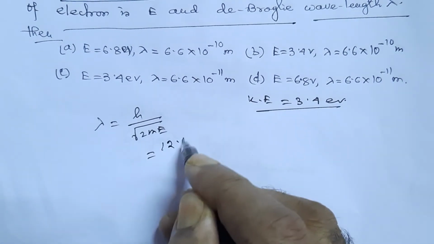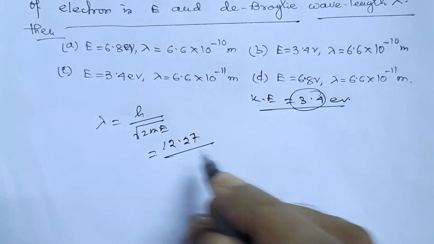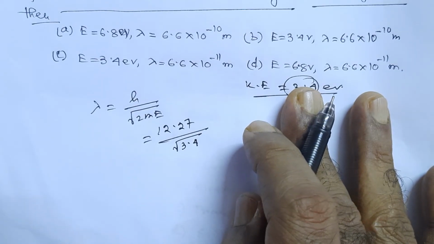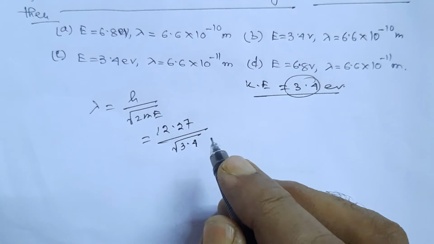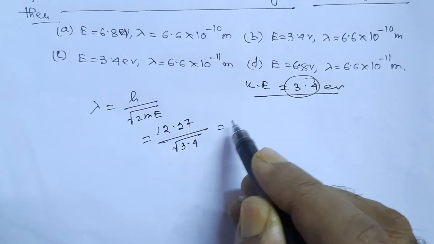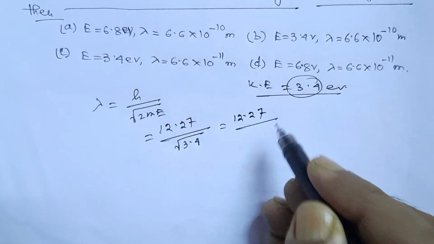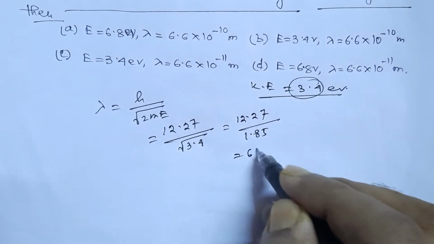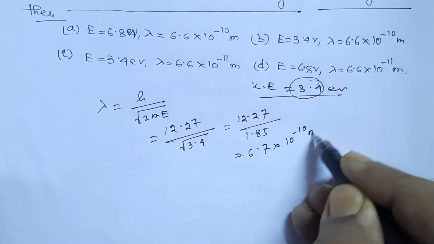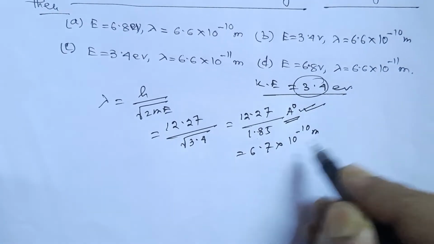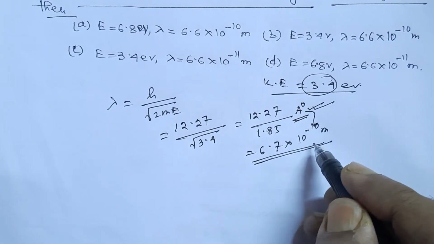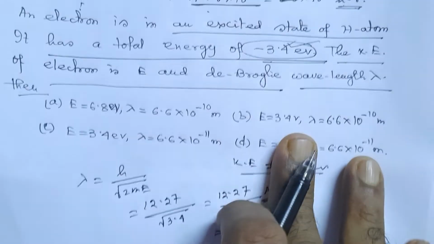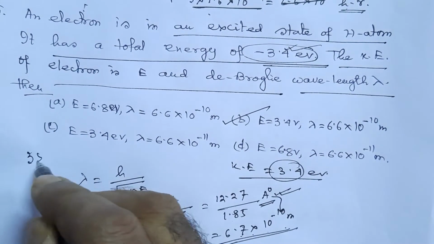From short tricks we know that lambda is 12.27 divided by root of the energy in electron volt. The energy is 3.4 electron volt, so the corresponding voltage is 3.4 volt. We will find it in angstrom unit, and a simple calculation gives 12.27 by root over 3.4, which is nearly 1.85, giving 6.7 into 10 to the power minus 10 meter. The answer was given in angstrom unit, and if we put 1 angstrom equals 10 to the power minus 10 meter, we get 6.67 into 10 to the power minus 10 meter. So B is our correct choice for question number 35.